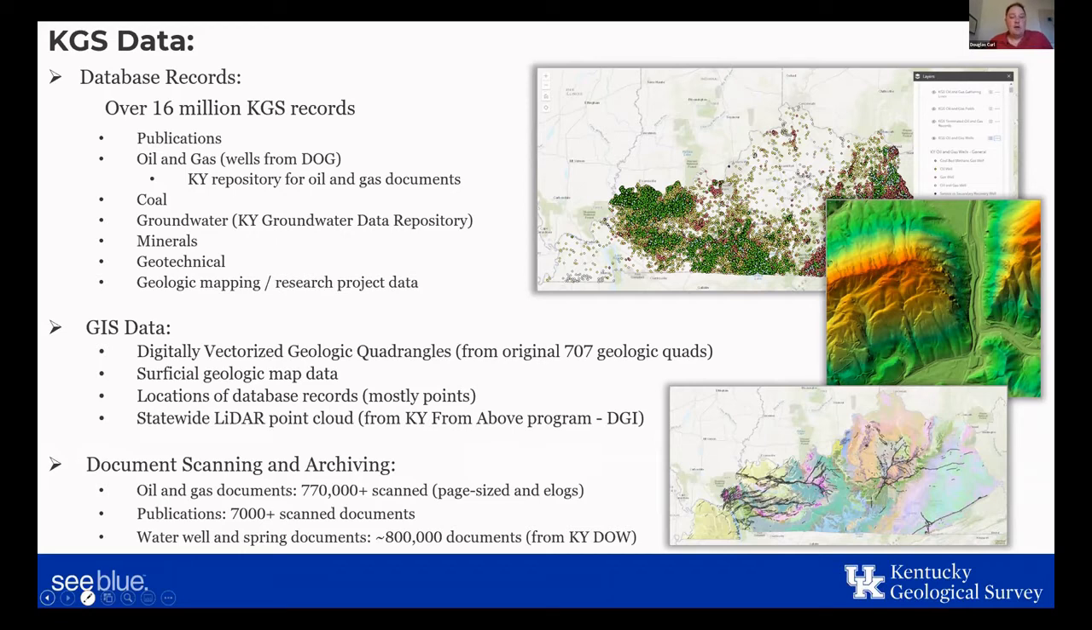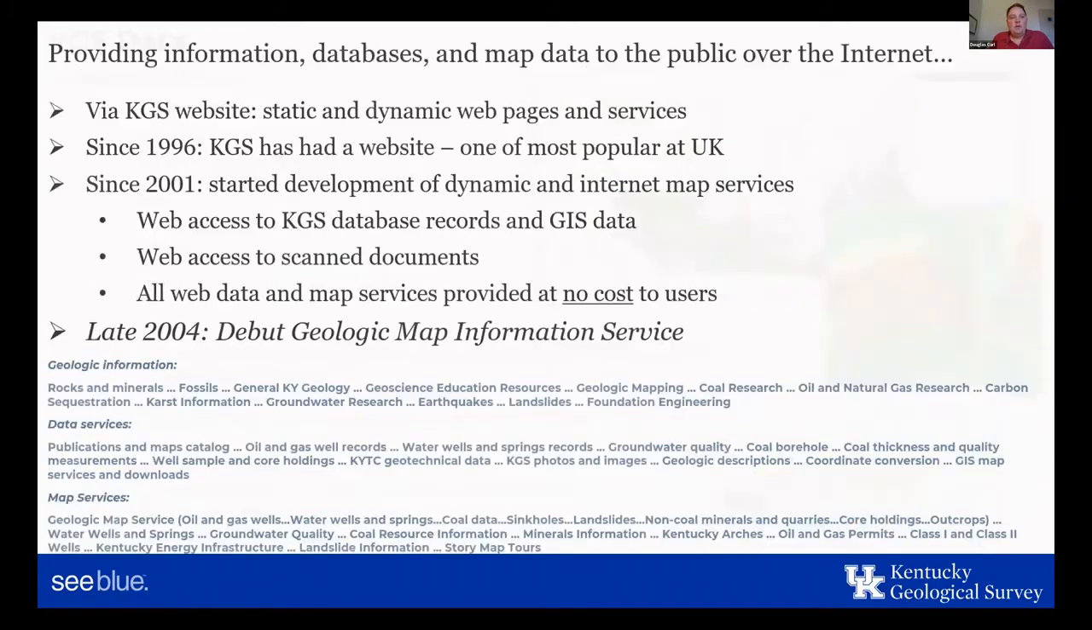Something I won't hit on at all is also our documents. We have a lot of oil and gas documents because we're a repository. Of course, our publications, and then water wells and spring documents as a part of the groundwater repository. So all this to say, we need a way to provide this to the public, and traditionally people would come in, look at oil and gas documents, particularly maps and that sort of thing.